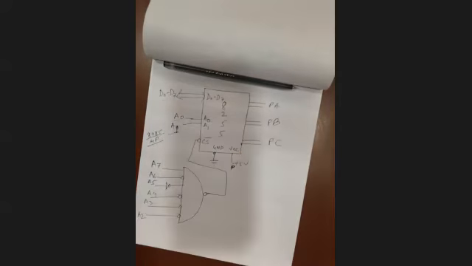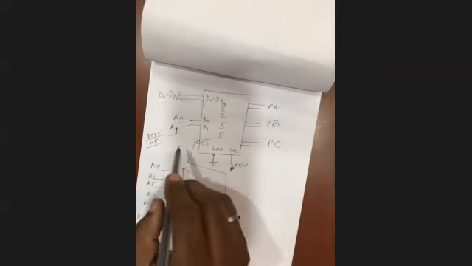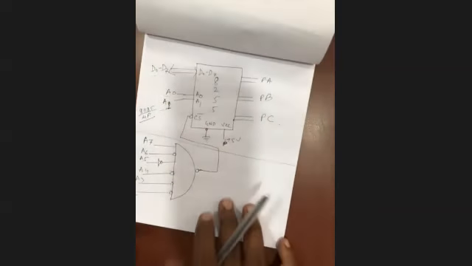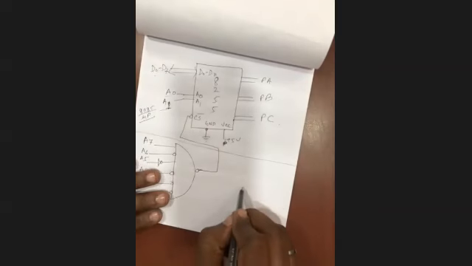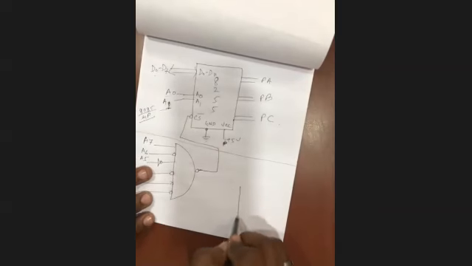Next, what will be the diagram? You draw the diagram, I will tell you how to do it. Only the NAND gate will be changed. Rest all will be the same. Up to this portion, that will be the same. Changing over here, this NAND gate will be replaced by another NAND gate.